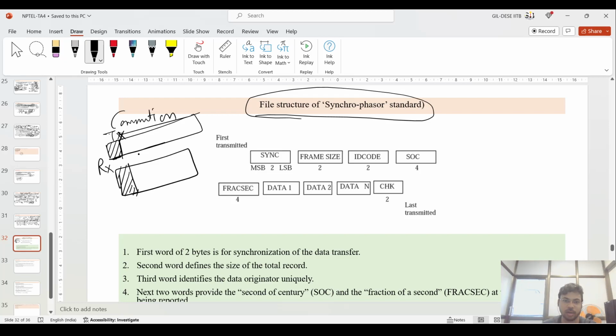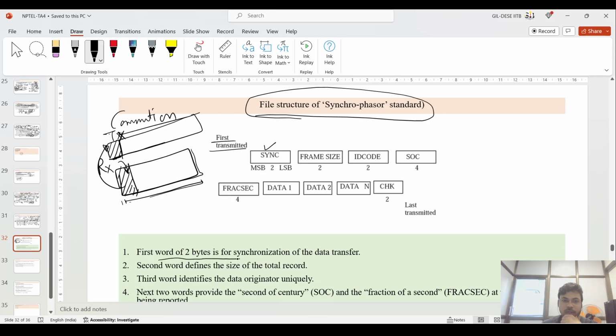this information about where it is sending from, what kind of data is there, how much data is there, and what kind of signal it wants to transmit. The receiver must acknowledge to the transmitter that it has received the data in the same format in which it has been sent. So there is a certain data file structure.